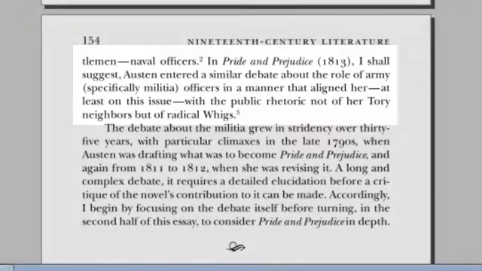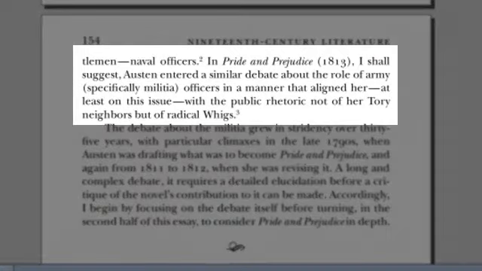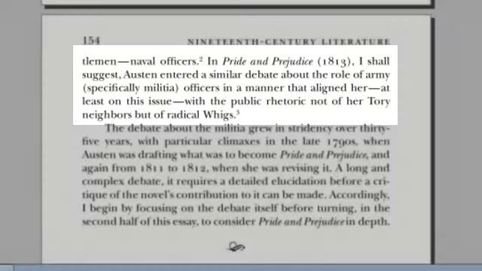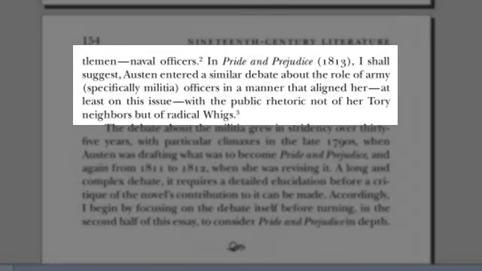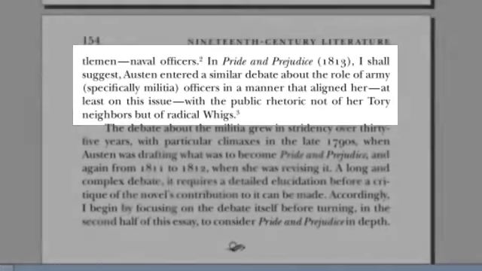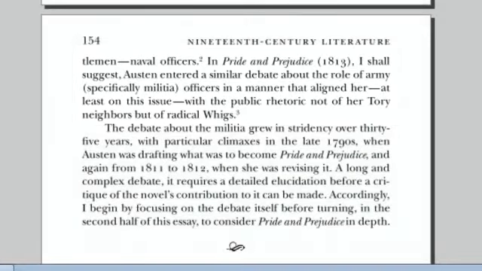The writer then follows with the line, "In Pride and Prejudice, 1813, I shall suggest Austen entered a similar debate about the role of army, specifically militia officers, in a manner that aligned her, at least on this issue, with the public rhetoric, not of her Tory neighbours, but of radical Whigs." This line is the thesis statement. This is the most important sentence of the introduction.